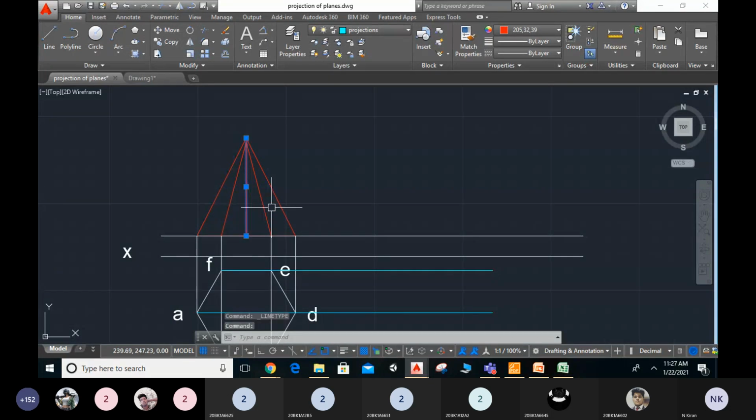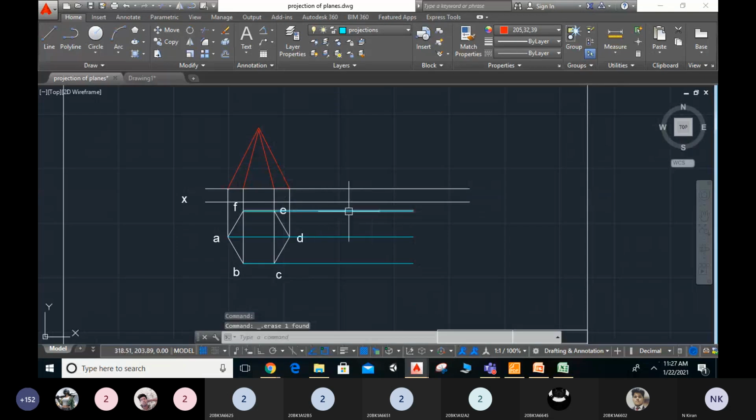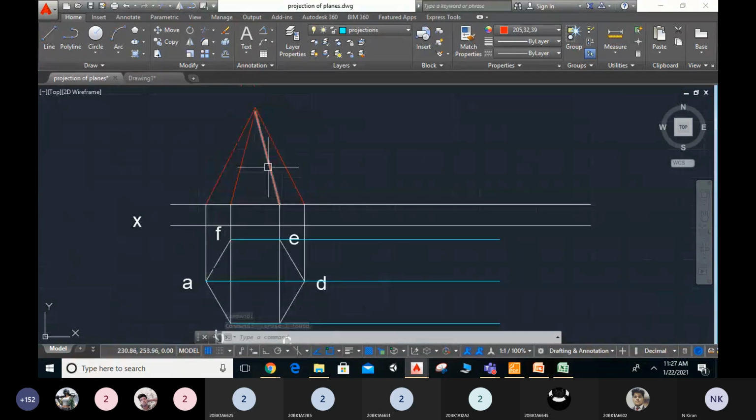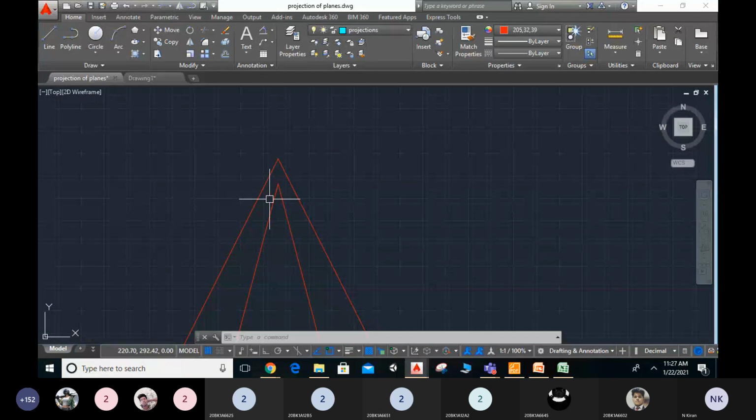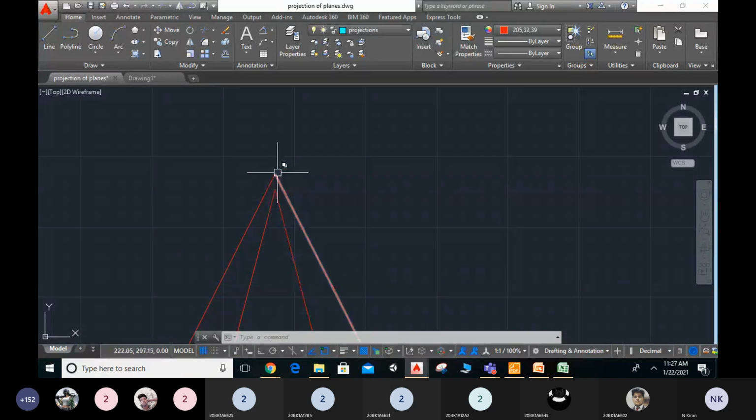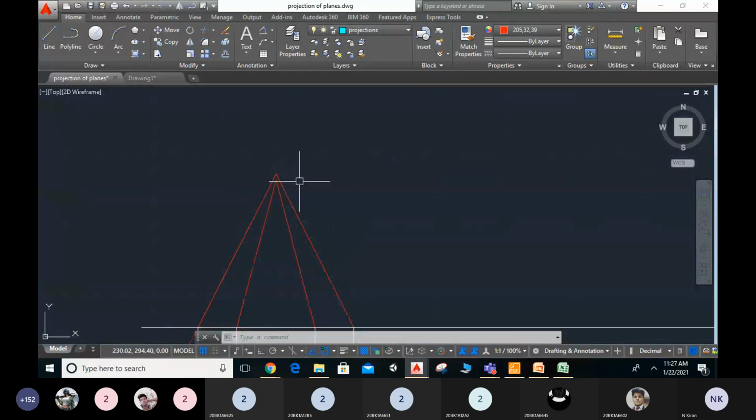So instead of that one, I will delete this one. I don't want this one. This is your hexagonal pyramid. If you are looking from the front view, it will look like that. See here, if you are observing this one, it is not touching here. So we have drawn wrong. It should extend to a single point.